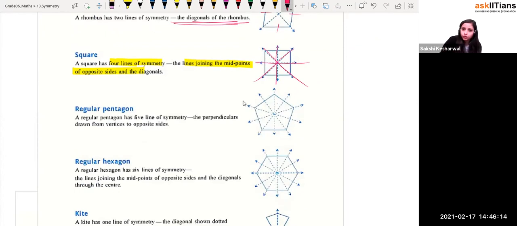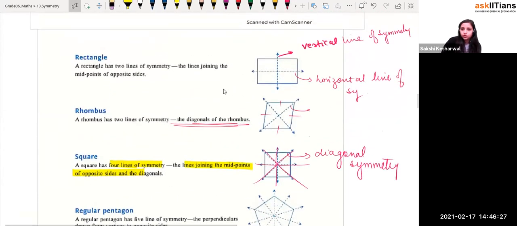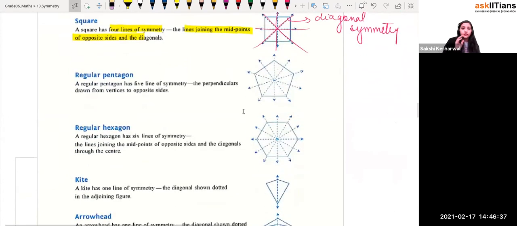So this one is going through the diagonal. So this is having diagonal symmetry, right? Yeah, and the rhombus has only diagonal symmetry, does not have horizontal or vertical. So this is known as diagonal symmetry, right? Okay, now let's come to the figures.